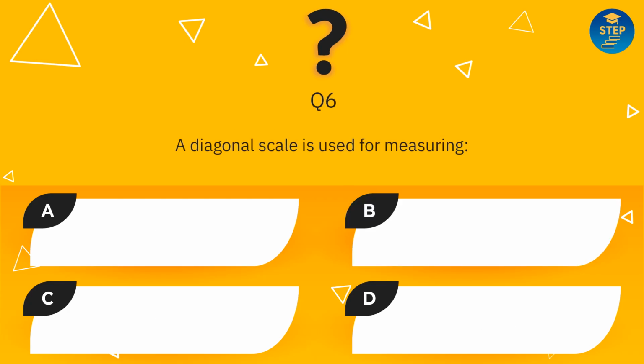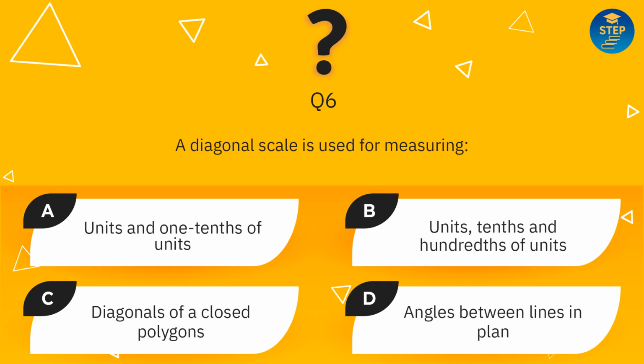What is a diagonal scale used for measuring? Units and 1/10ths of units, units, tenths and hundredths of units, diagonals of a closed polygon, angles between lines in plan. Answer is units, tenths and hundredths of units.